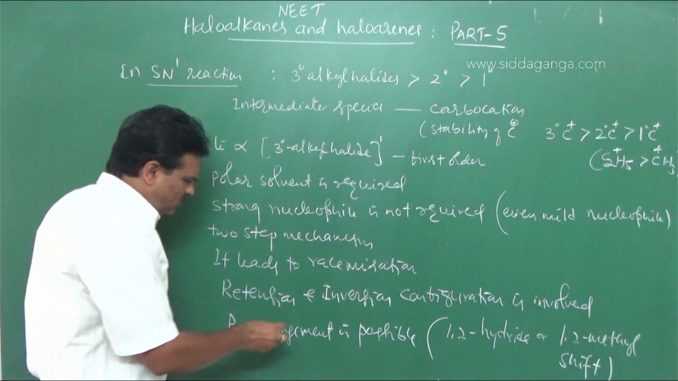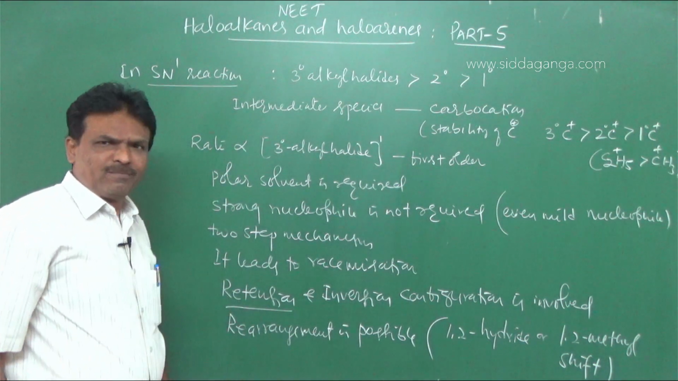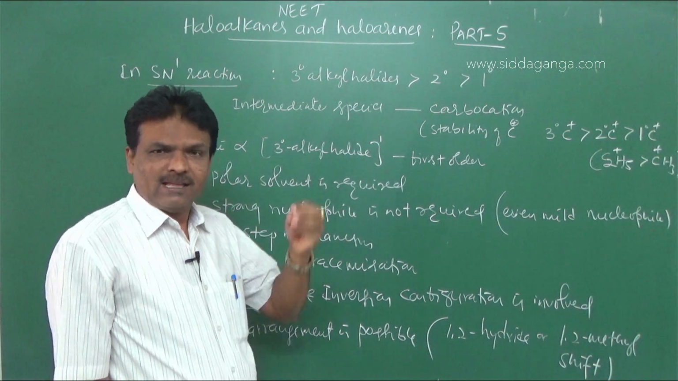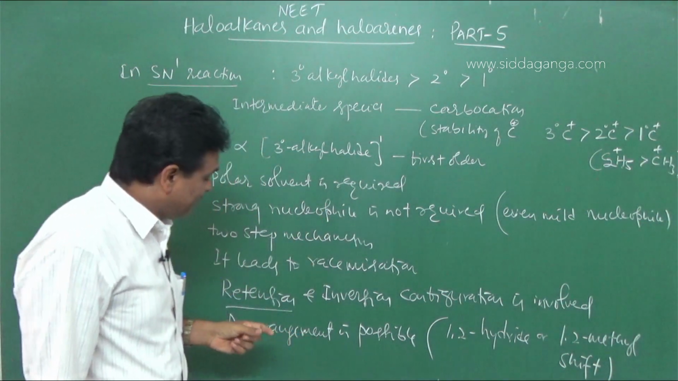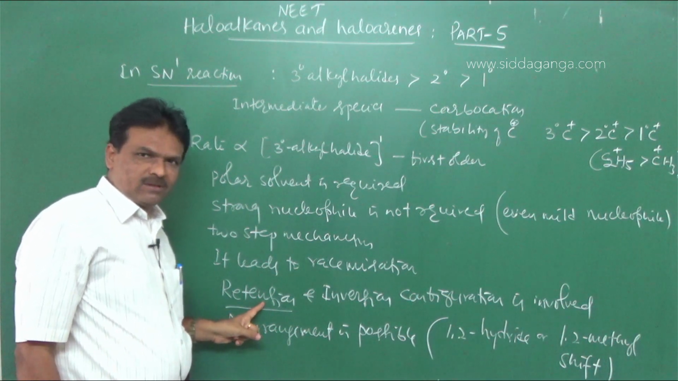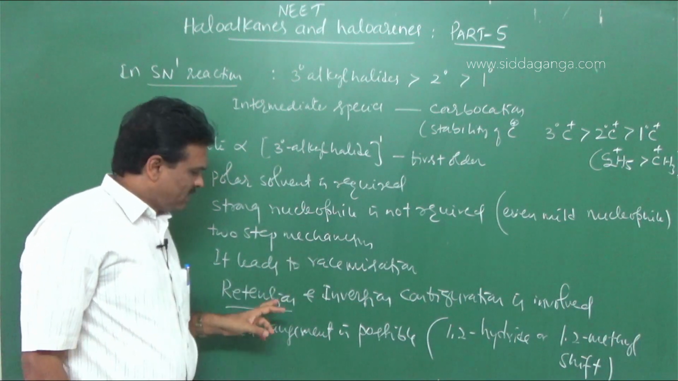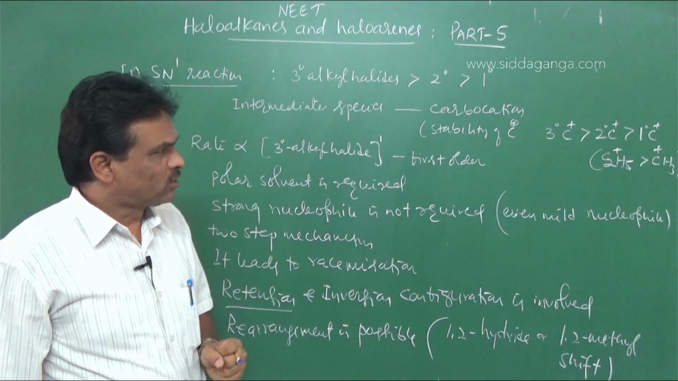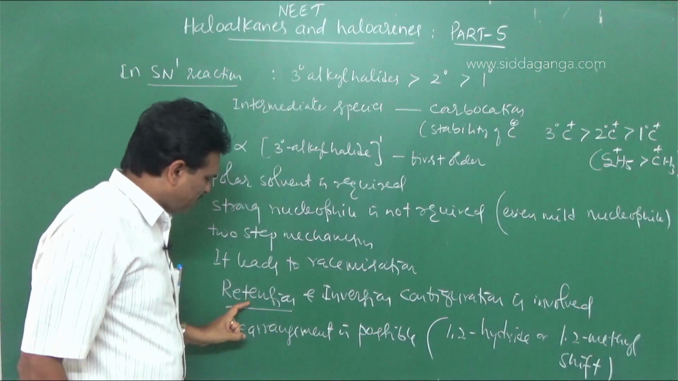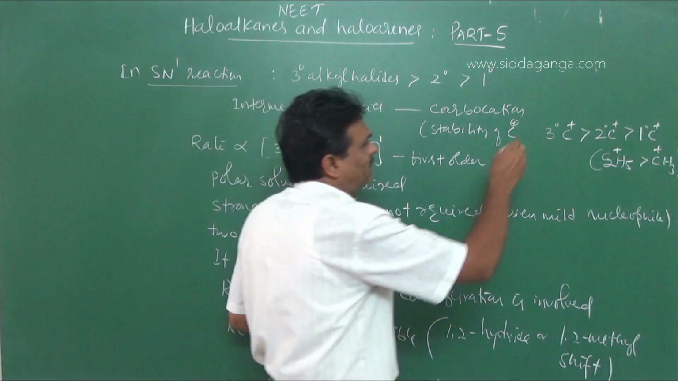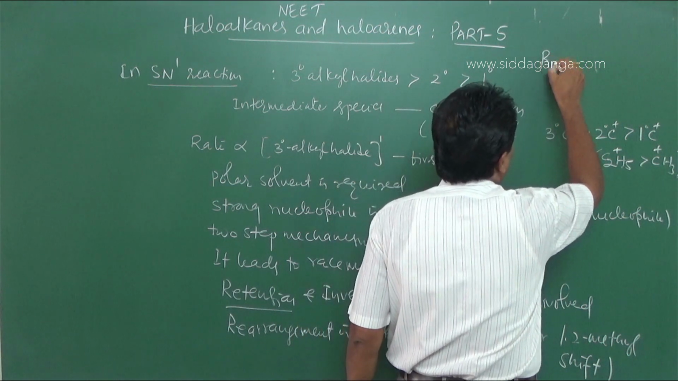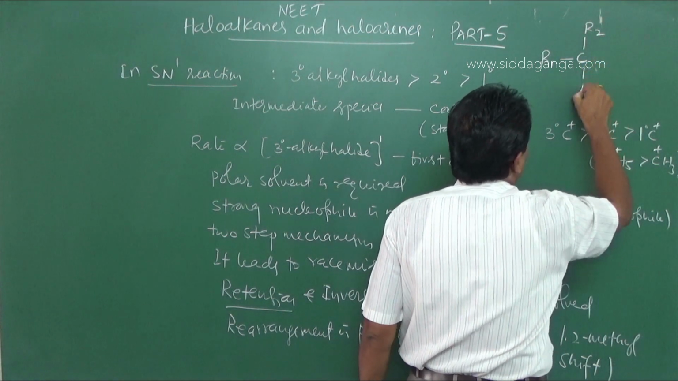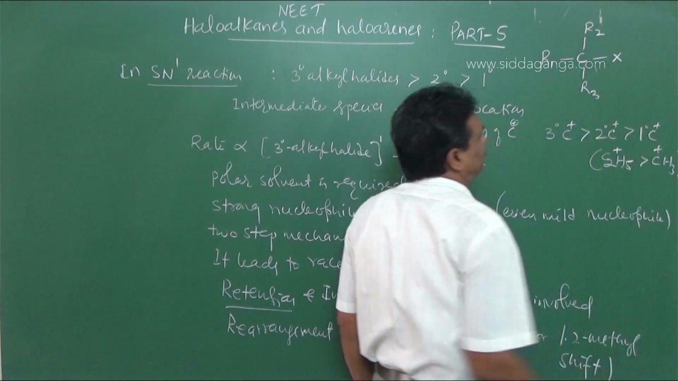In SN1 reaction, retention configuration is formed when the nucleophile OH minus attaches to the carbon atom on the same side as the halogen. There is no rearrangement of bonds in case of alkyl halides, just the halogen is replaced by the OH group. So in case of retention configuration, look here, it is like this: R1, C, R2, R3 and X.